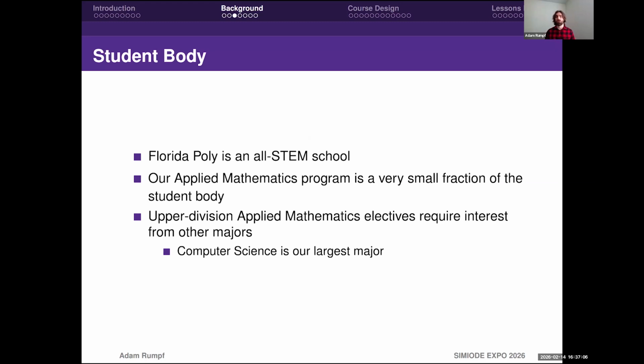As a result of that, when we want to offer upper level math classes, we pretty much need to make them attractive to students from other majors who might be interested in taking them as part of the applied math certificate program, or soon that will be a minor program. In particular, by far the biggest major at our school is computer science. So if you can make your upper level math course attractive to computer science majors, then that's a bonus.